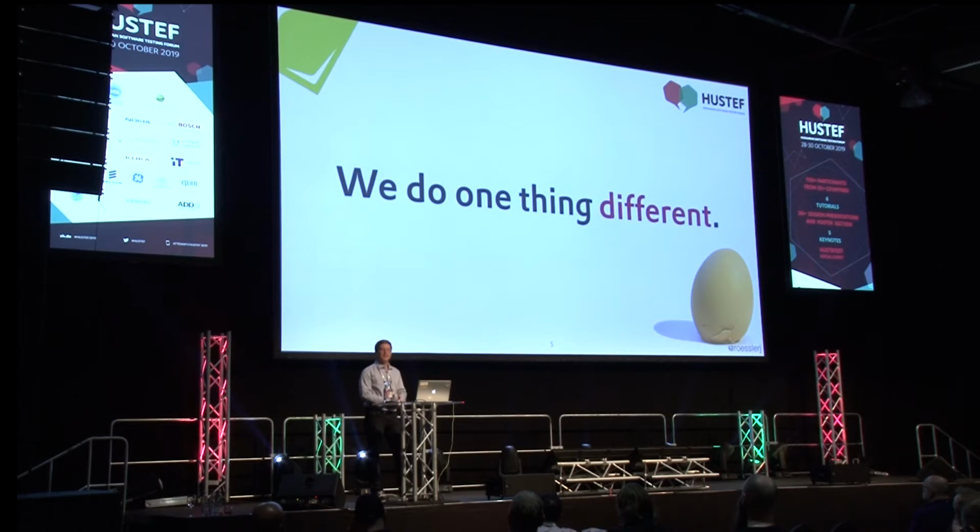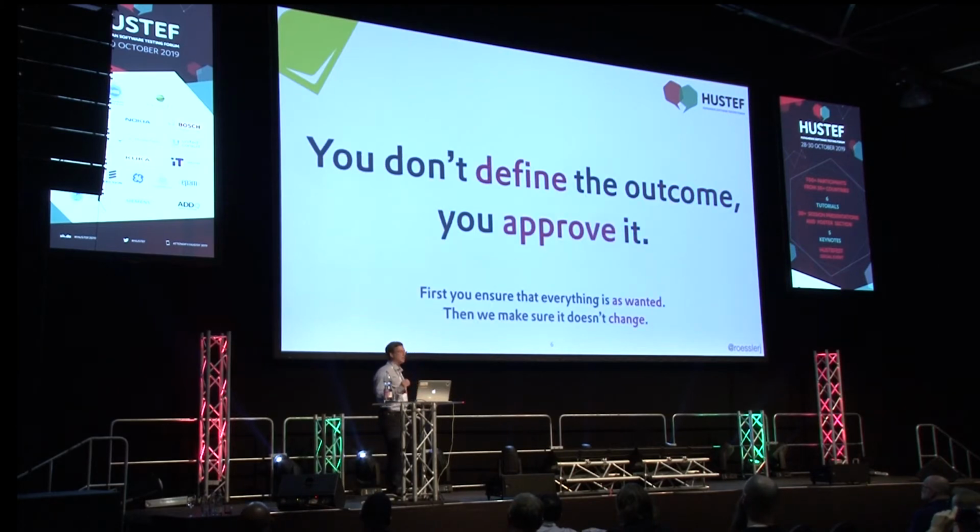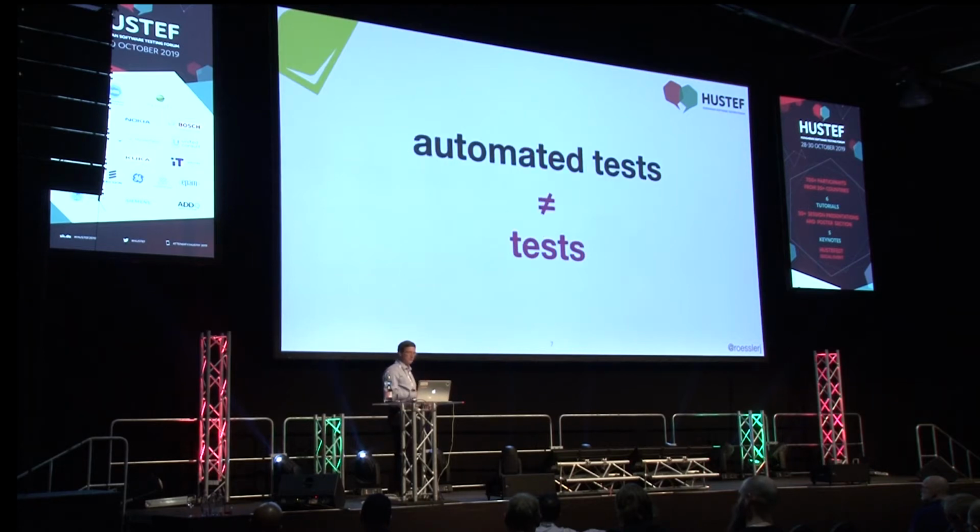So the basic idea is to do one thing different. Instead of defining the outcome in terms of an assertion, you approve it. So you say, okay, I've executed the test once, I see what I get, this is what I get, I want that, now make sure the next time is the same thing. And the basic idea behind it is that automated testing is not testing. Let me repeat that. In my opinion, automated testing is not testing.